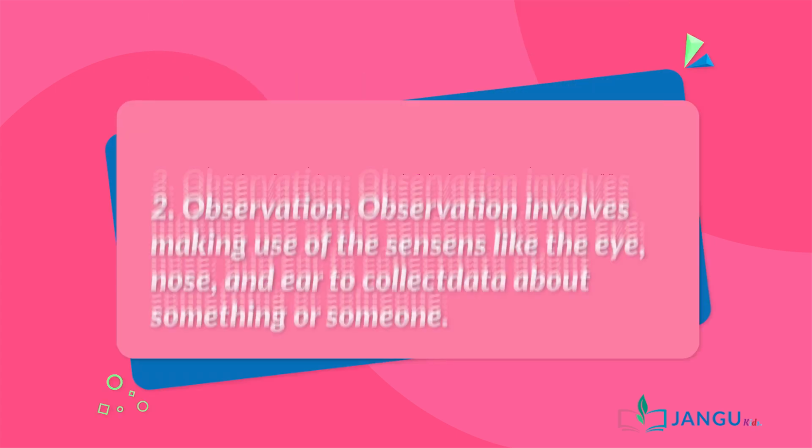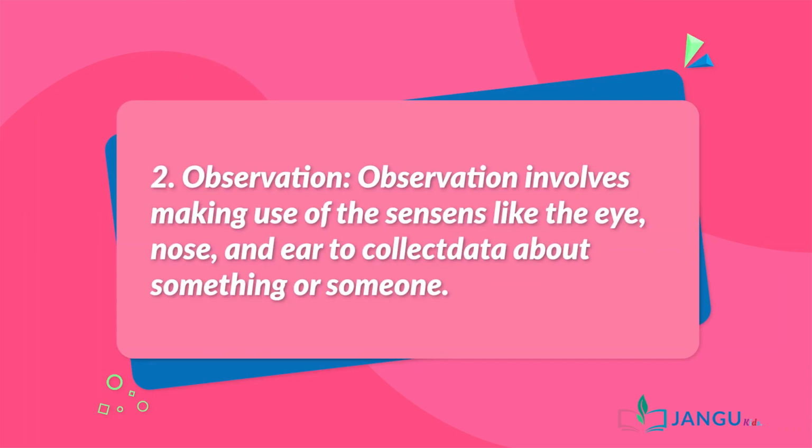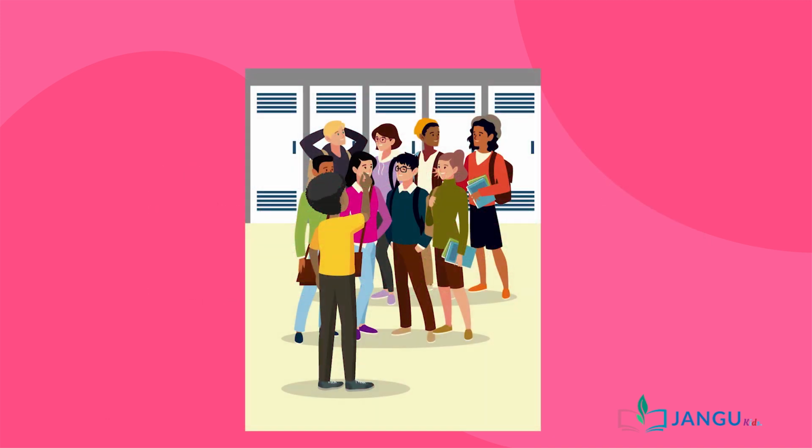Another procedure for data collection, and perhaps the most commonly used one, is 2. Observation. Observation involves making use of the sense organs like the eye, nose, and ear to collect data about something or someone. For example, if you want data on how many students are in your class, you could simply use your eyes to check around the class and count everyone.